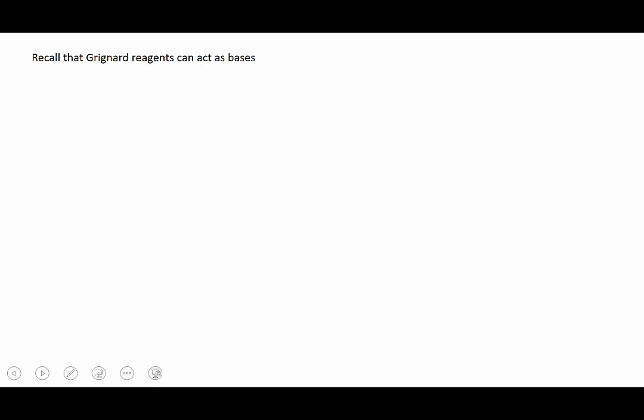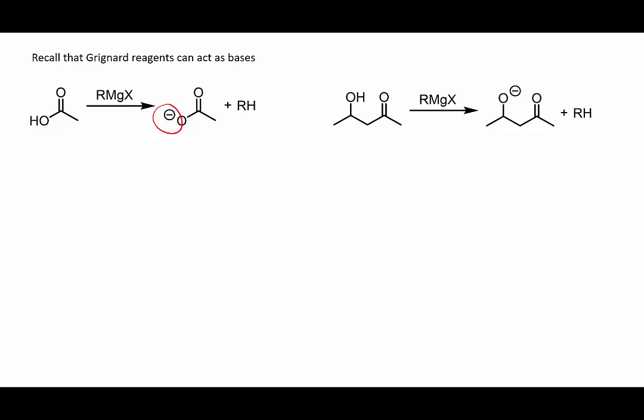Now we're going to discuss alcohol protecting groups. You should recall that Grignard reagents can act as bases. So if we were trying to do a Grignard reaction with a carboxylic acid, we would end up just deprotonating the carboxylic acid and generating an alkane. If we tried the same reaction with an alcohol, we would just deprotonate the alcohol and generate the alkoxide.